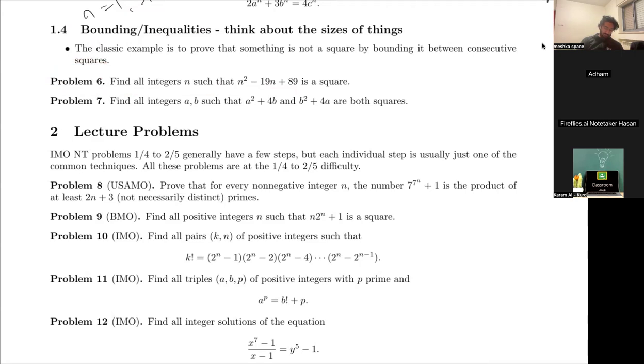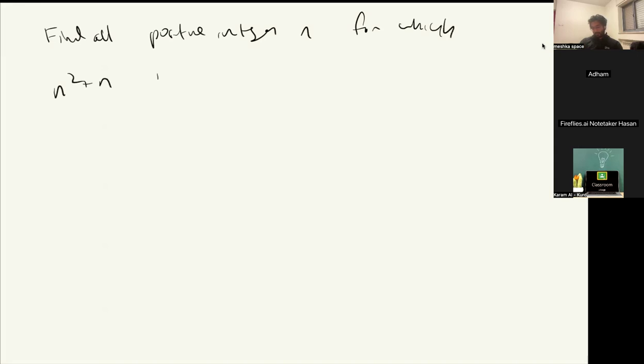This is a very classic thing. So let's consider the problem: find all positive integers n for which n squared plus n is a square number. Okay, so you want n squared plus n equals m squared, where n and m are positive integers. Okay, so how would you solve this?